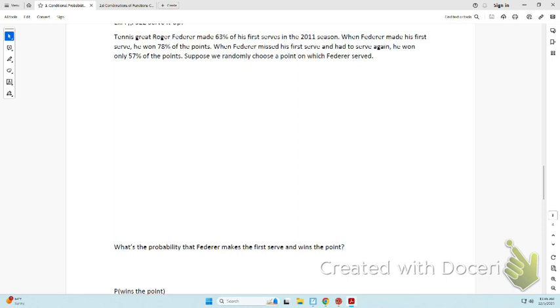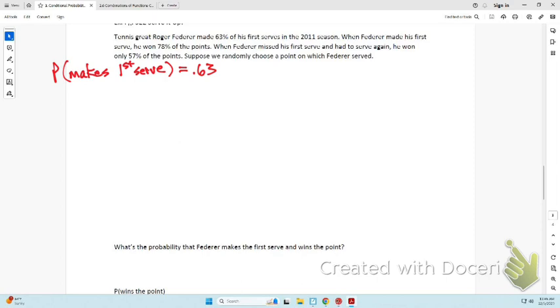So we have two variables. One variable is listed first: if he makes his first serve. And by the way, in tennis, if you miss your first serve, you can still win the point. So this is a touch biased if you're not familiar with tennis. So the probability of making his first serve is 63%. They tell us that in that opening sentence.